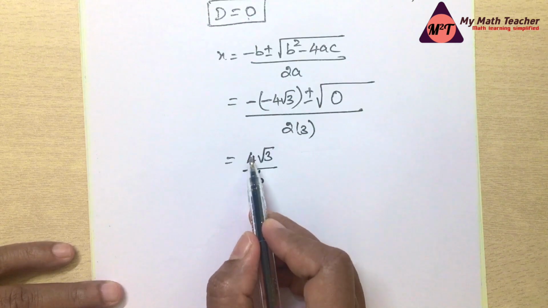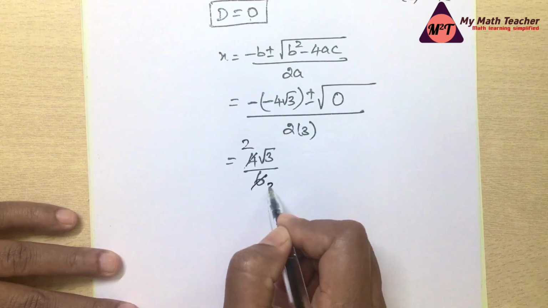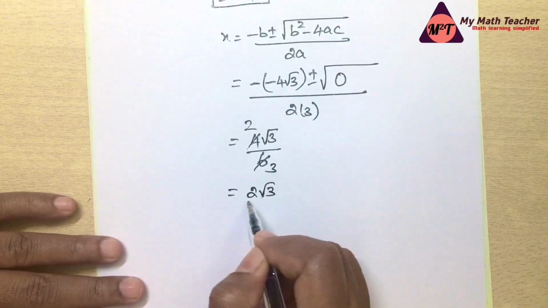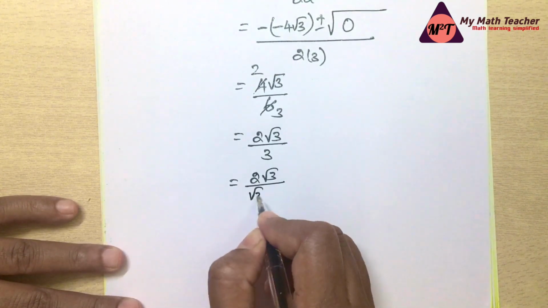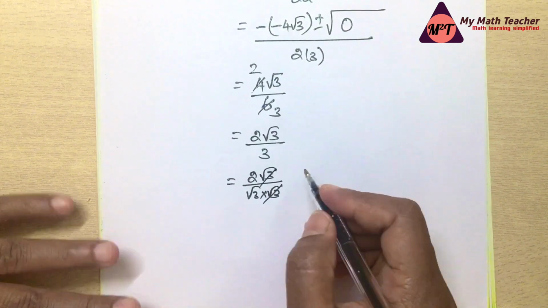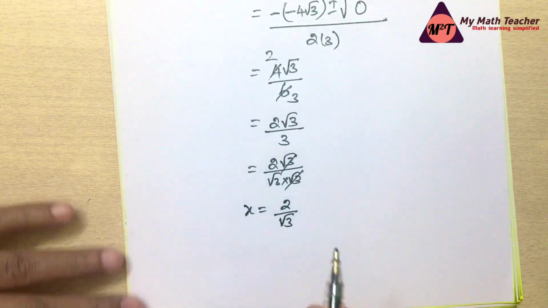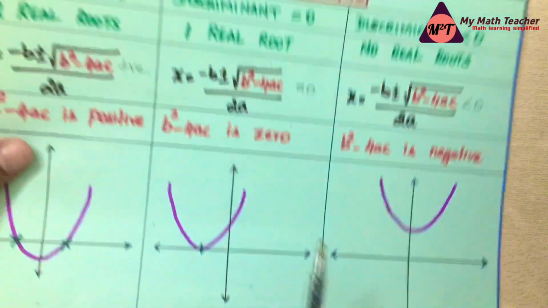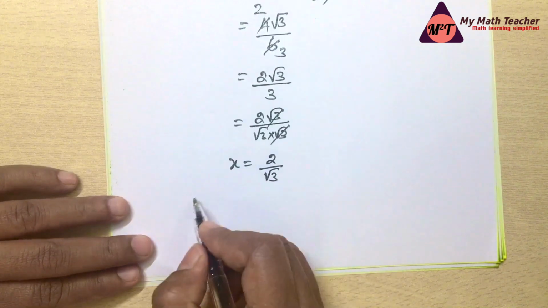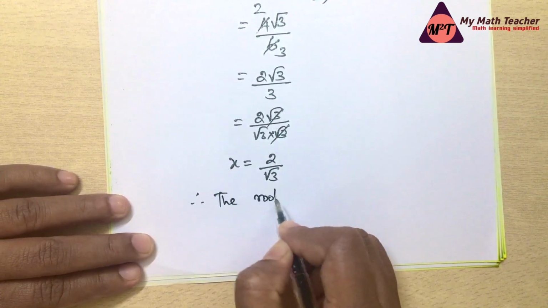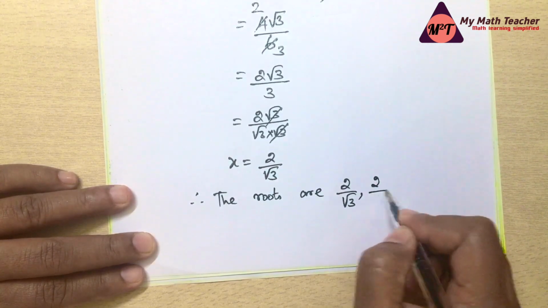Now we can see that 4 and 6 can be simplified by 2. Divided by 2, it is 2 root 3 by 3. Again this can be simplified, 3 can be written as root 3 into root 3. Finally we have got x value is equal to 2 by root 3. We can notice here we have got only one real root. The quadratic equation will have the same equal roots. Therefore the roots are 2 by root 3, the same for the next as well, 2 by root 3.